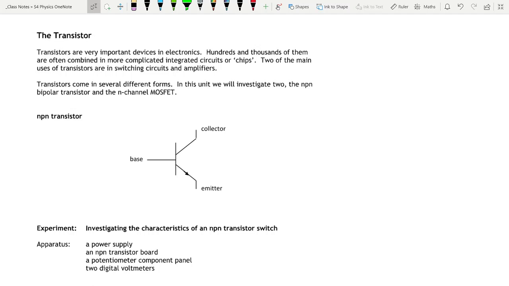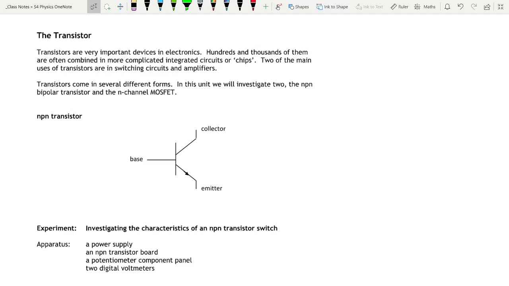Okay, we're going to look at a new component that you might not have come across before called the transistor. Boiling it all down to very simple things, a transistor is basically a switch, and it switches on when it gets a certain amount of voltage across it. Okay, and that's the basics of a transistor.